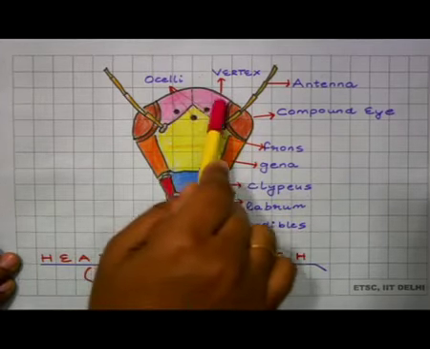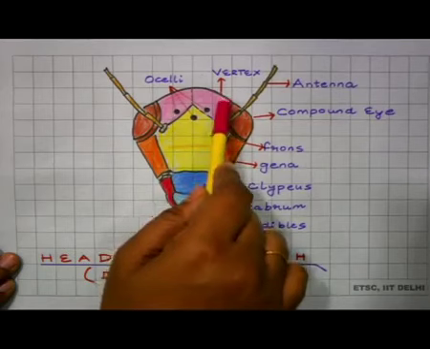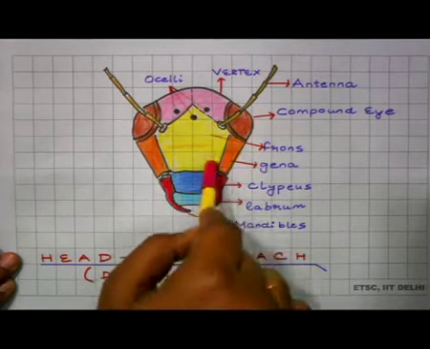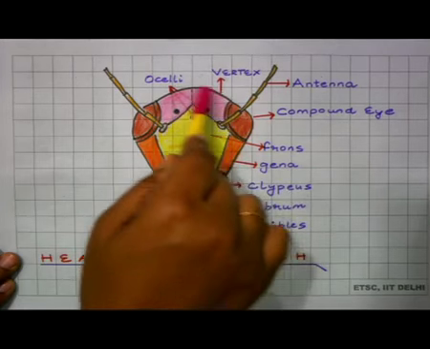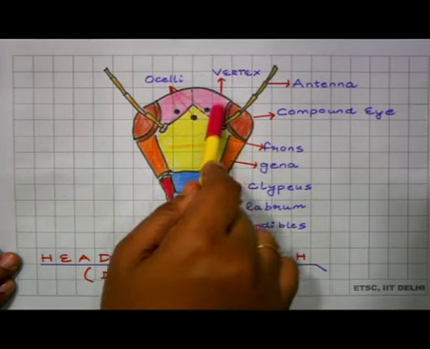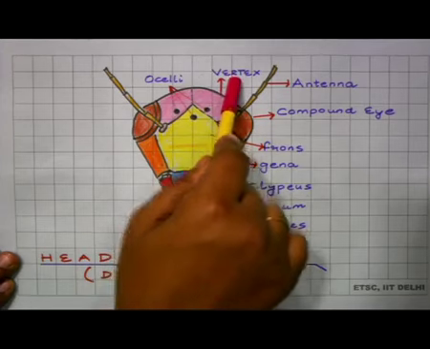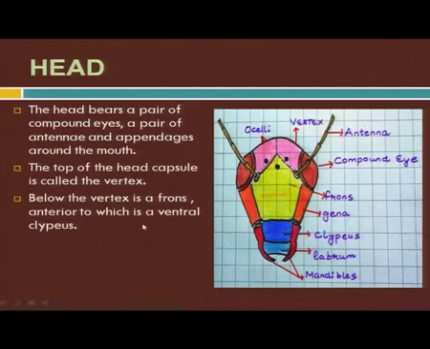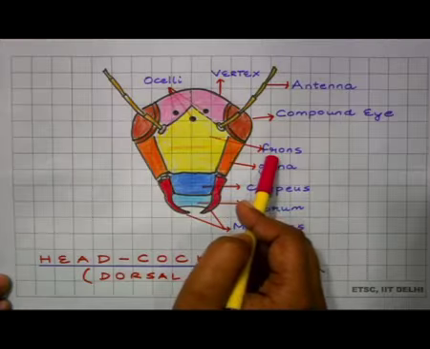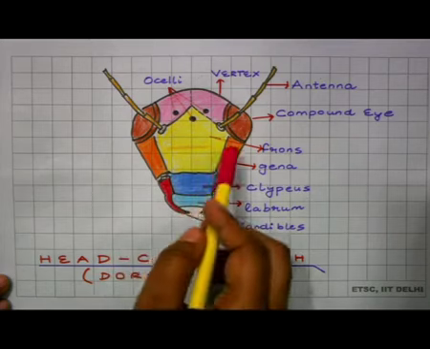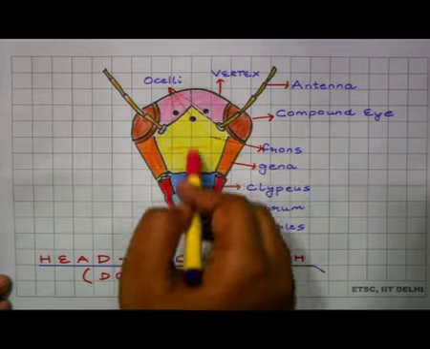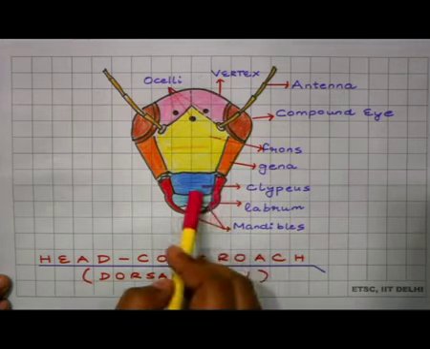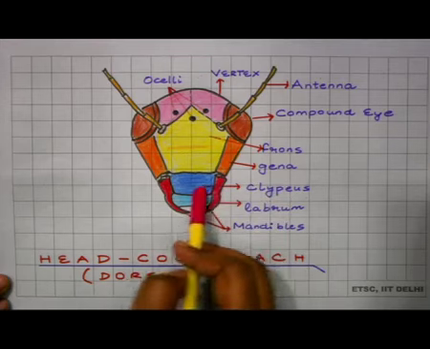So, this portion, the pink color you see, is showing you the vertex. The different regions have been categorized and named. So, this one, the top region, the top of the head capsule, which is represented by the pink color, is the vertex. Then the next region which you see in the yellow color below the vertex is a frons, which is anterior to the vertex, and anterior to the frons is again a region which is known as clypeus, which I have shown in dark blue color.